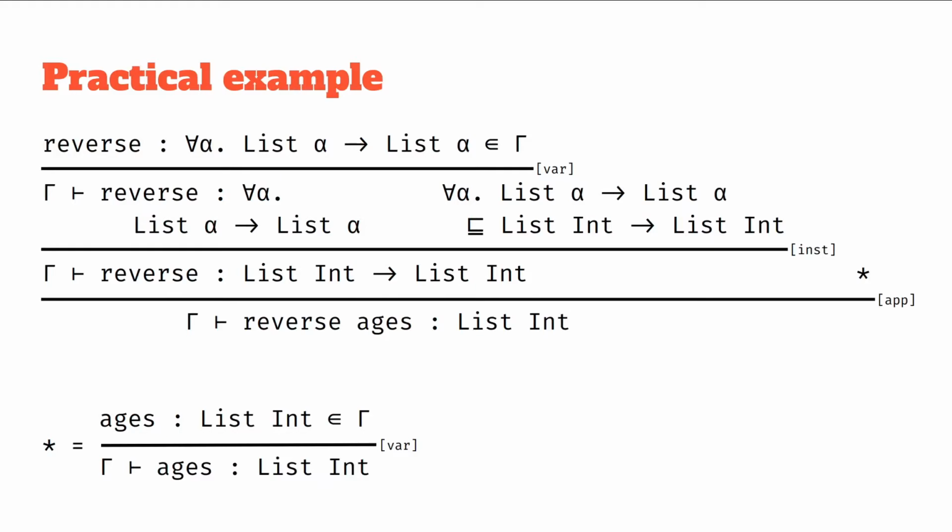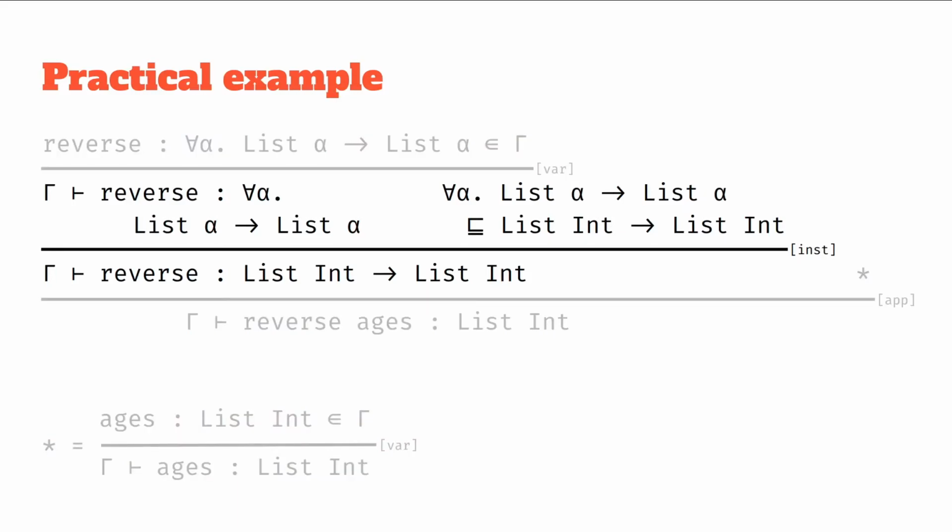But actually, if we look at our variables, right, we could use our var rule. But var doesn't give us the right result, right? Because var actually tells us that reverse has type for all alpha, list of alphas to list of alphas is in the context, but not that list of integers to list of integers is in the context. That's not the type of reverse in the context. So what we have to do is instantiate it with a more specific type, right?